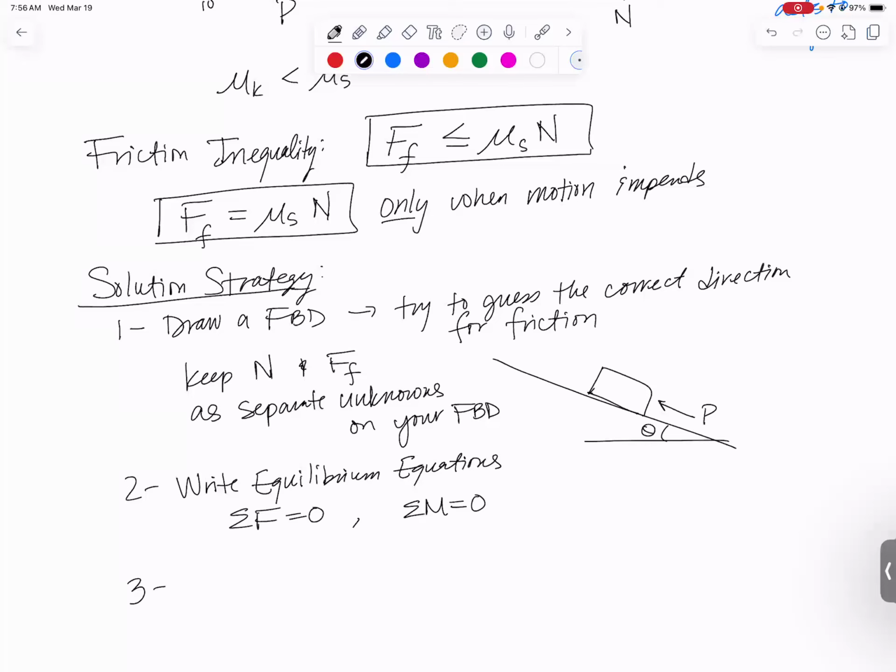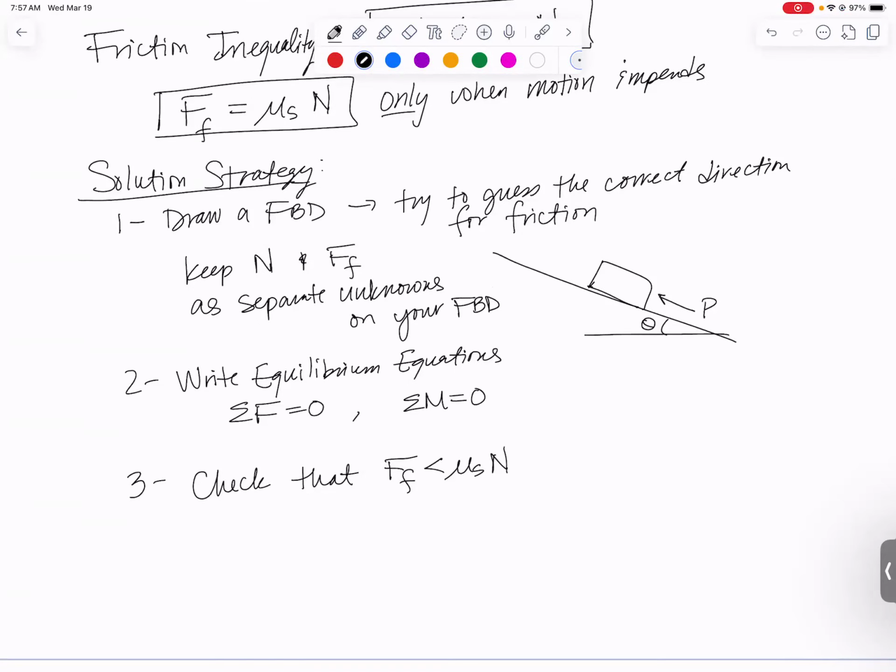Usually with friction problems, we need a third step. What we typically want to do in our third step is either check when we're done that the friction force needed is less than the coefficient times the normal force, because if it's not, it means that the problem actually is not in static equilibrium and would have started sliding. So we're going to solve the problem and make sure that there was enough friction. Or, if motion impends, and oftentimes the way they tell you motion is going to impend is they want you to find the biggest force before motion happens or the smallest force required to start motion happening.